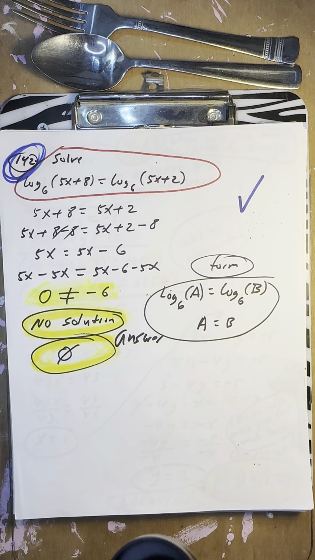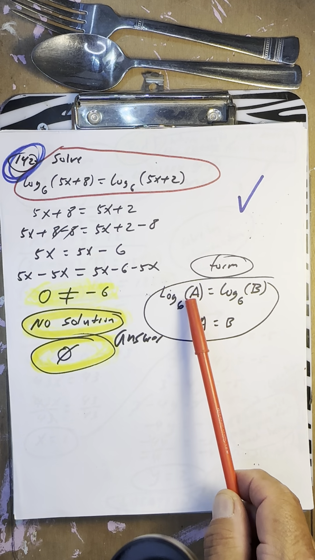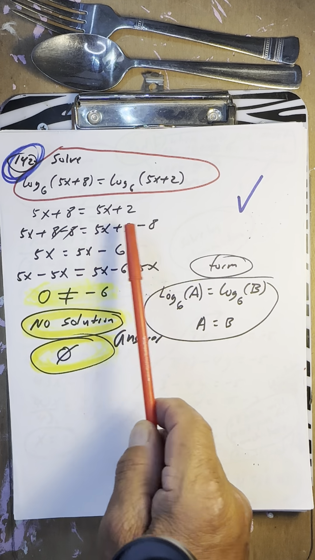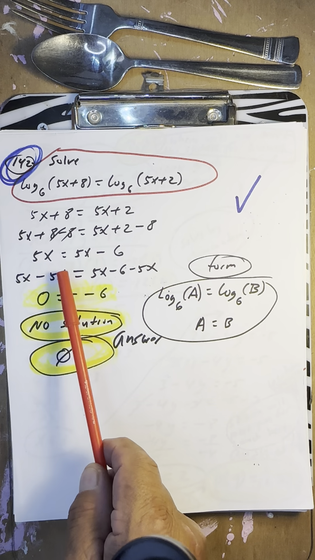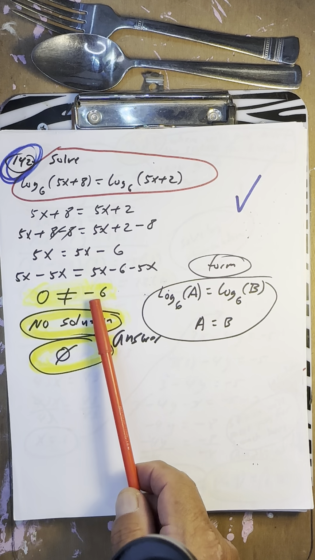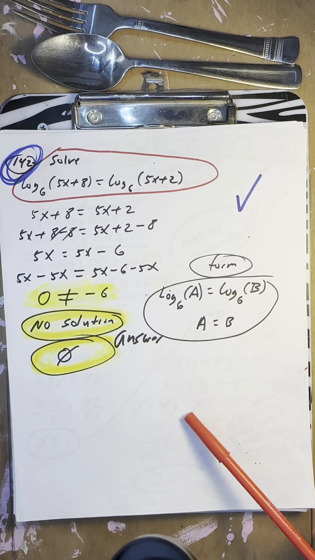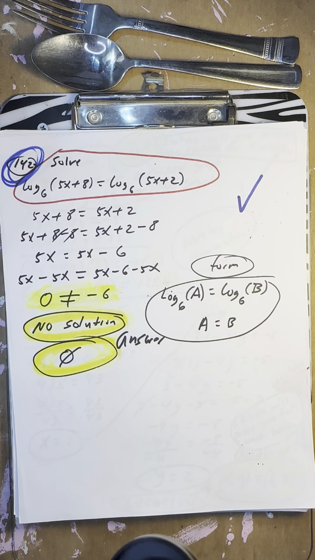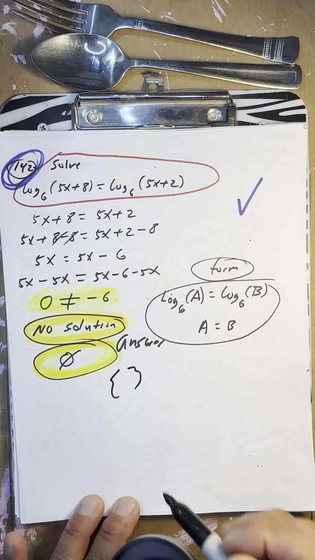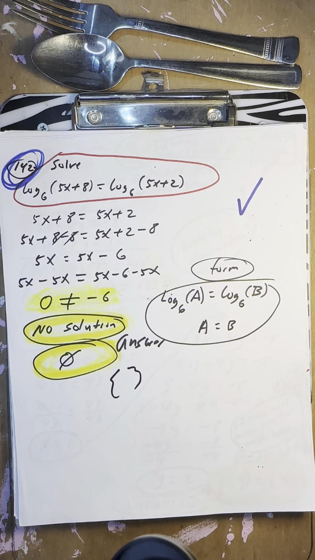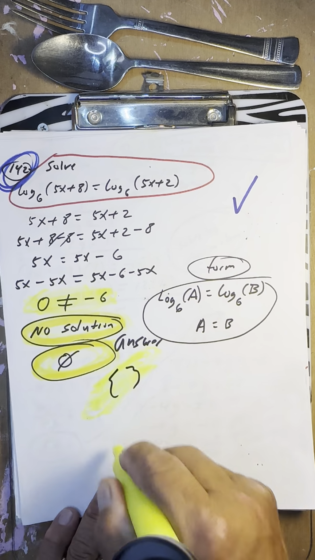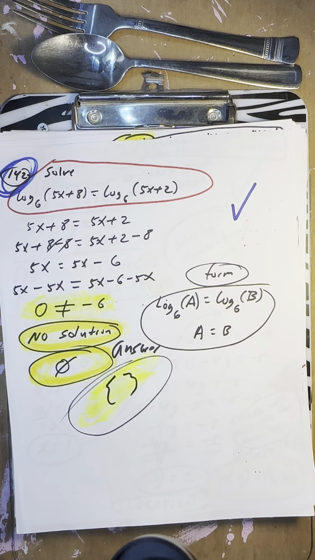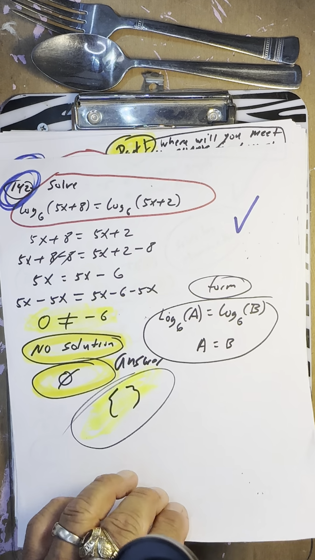Solve this. Log base 6 of a and log base 6 of b: a equals b, so set them equal to each other. Minus 8, minus 8, 5x equals this, minus 5x, minus 5x, so you're going to get what? 0 is not equal to negative 6, no way. So, no solution, or empty set. You can write it that way, or you can write the empty set like this. That's another way to write it. It's up to you. This has no solution.